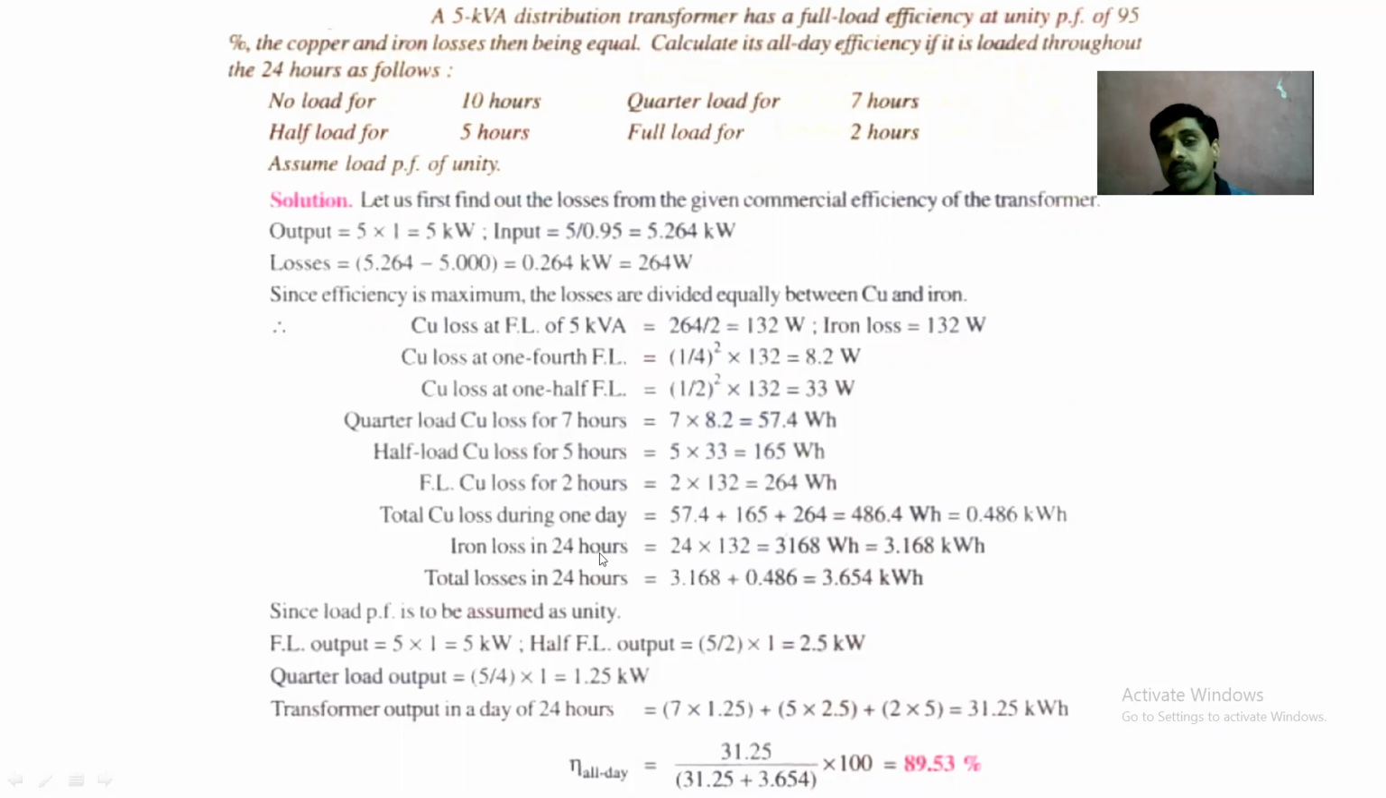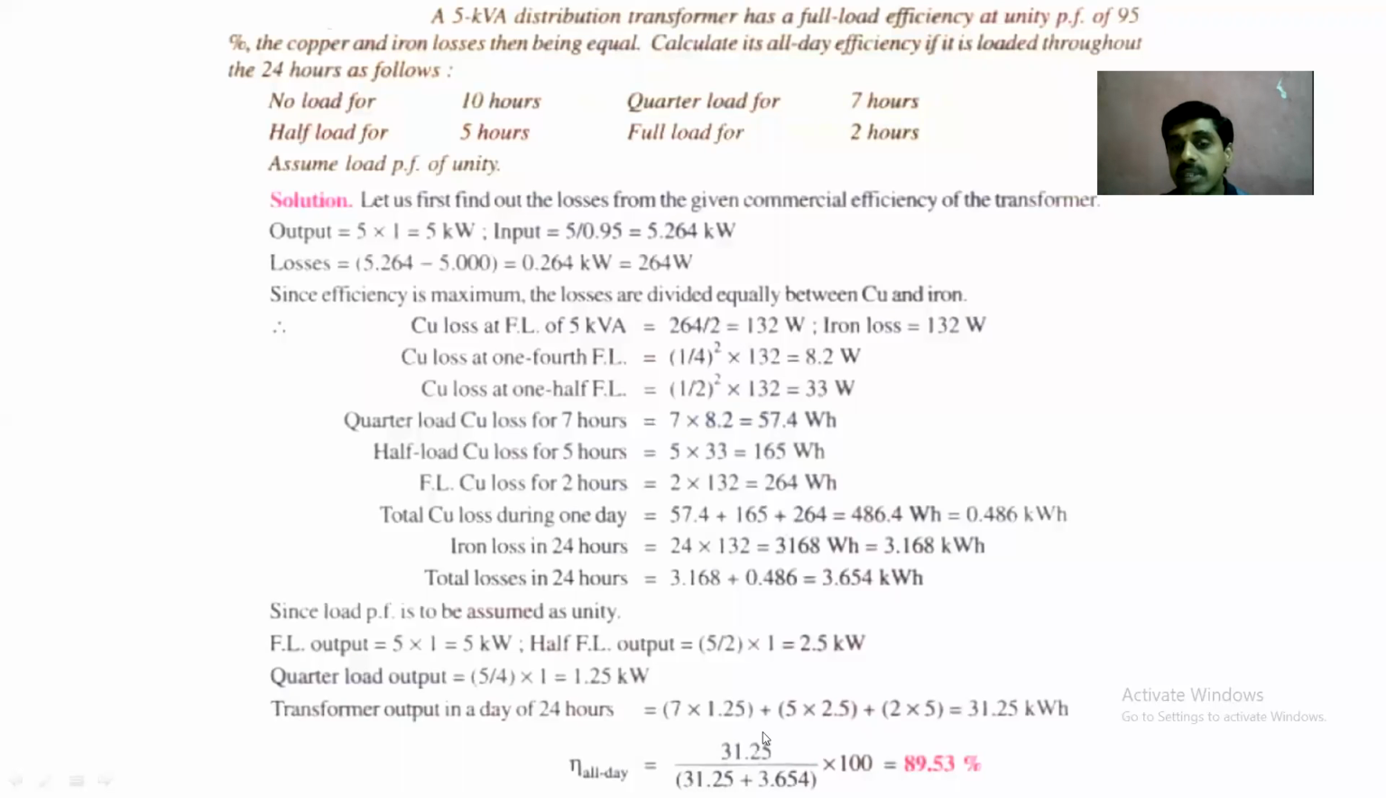So what is iron loss for 24 hours? Iron loss for 24 hours is 24 into this 132. We got this. So therefore total loss we got. Therefrom you can proceed with output. It is 5 hours half load. Half load output we can get 5/2 into 1. Quarter load 5/4 into 1. So like this, you have to calculate the output for every period. 10 hours no load, therefore no output. For 5 hours half load, for 7 hours quarter load, 2 hours full load. So you have to calculate the output in kilowatt hours like this.